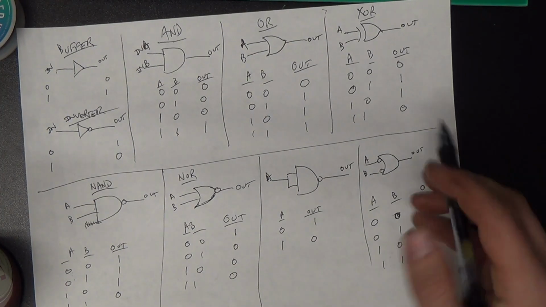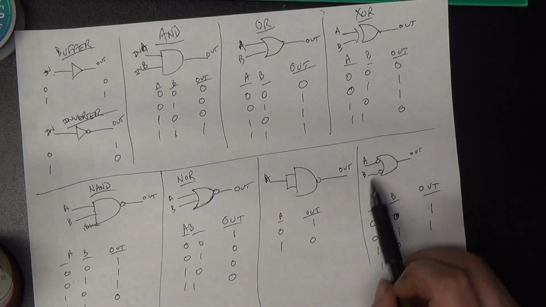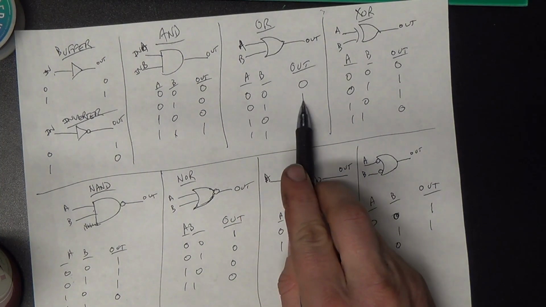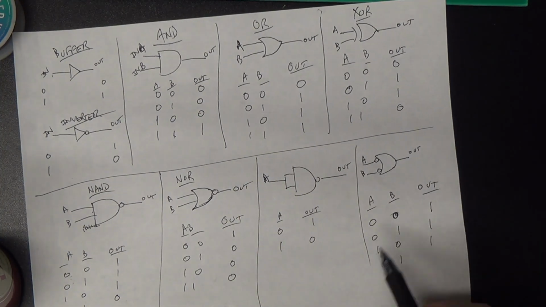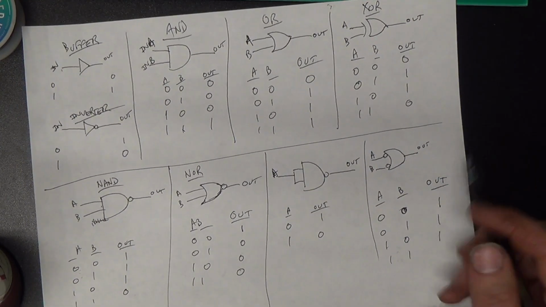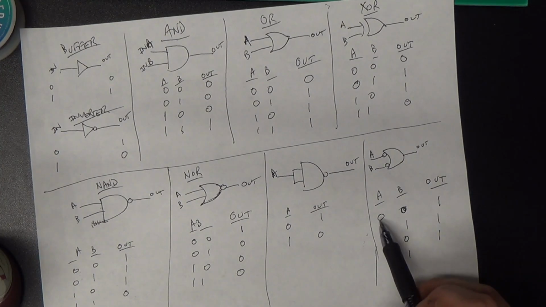Now, likewise, when A is on and B is off, it gets inverted, so A is off and B is on, and the output will be 1. And when both A and B are high, those two inputs will be inverted to zeros.